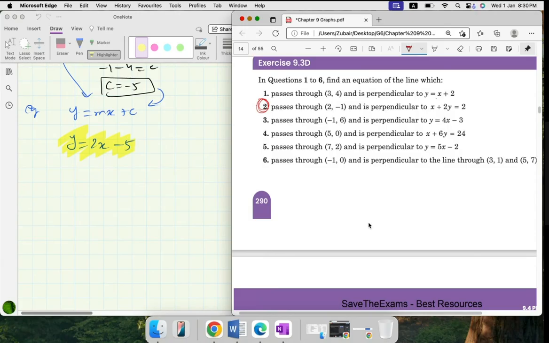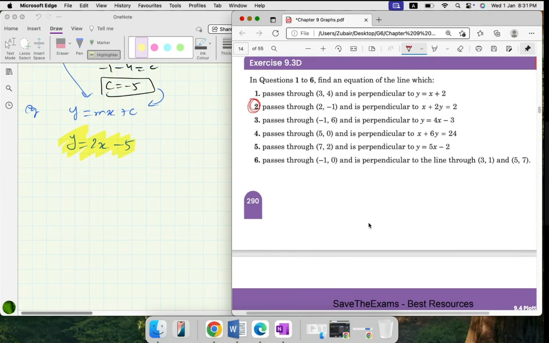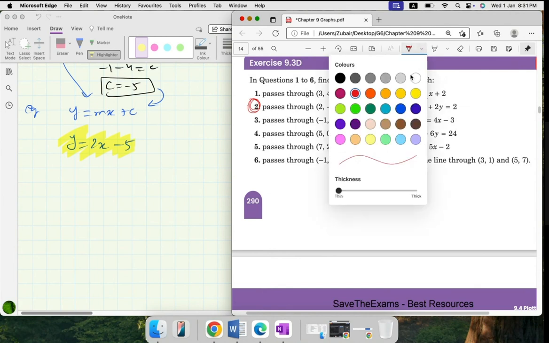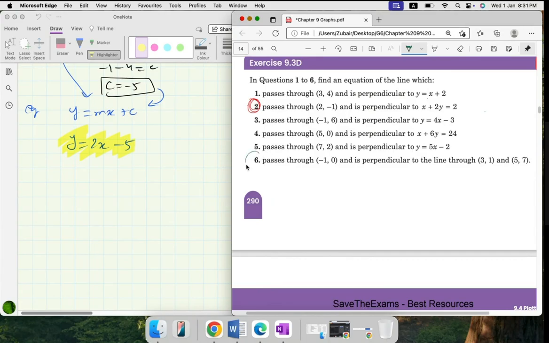So similarly, questions 3, 4, 5 are of the exact same nature. Try number 6. You can try the remaining questions in your free time. For now, try number 6.